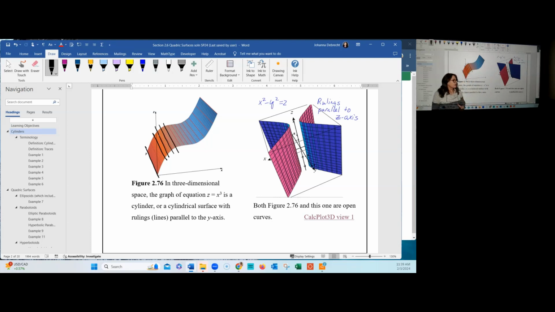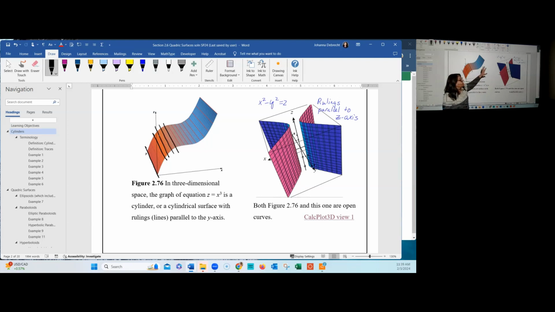This one over here to the side is the equation x squared minus y squared equals 2. Now, this is a quadric surface. So when we're looking at this one, because it does fit the equation that we gave earlier, the highest degree on x or y is 2 with coefficients and a constant involved. And it looks sort of like this right here.